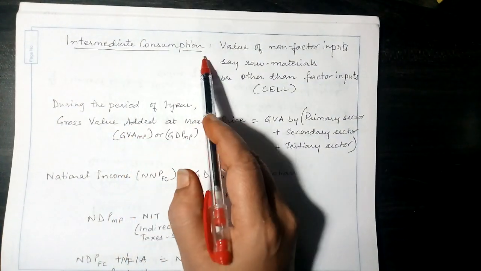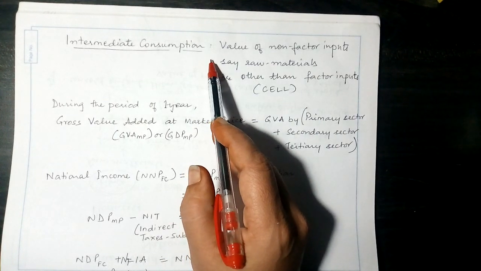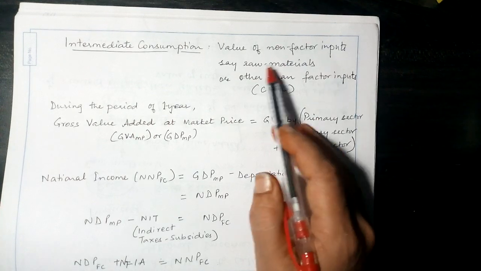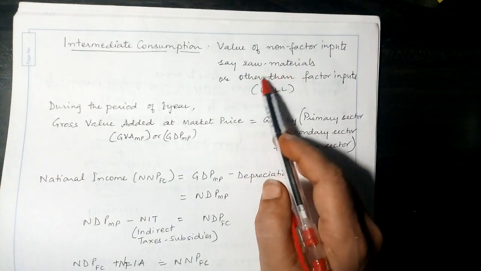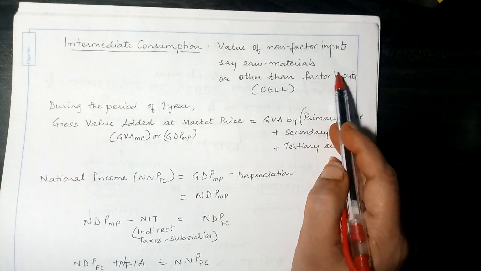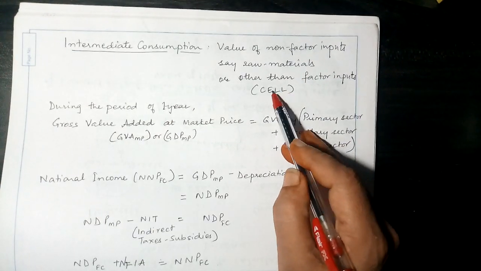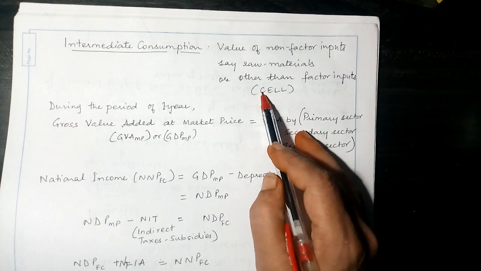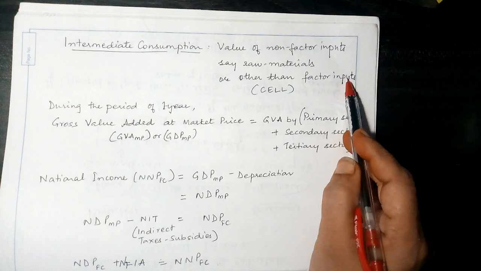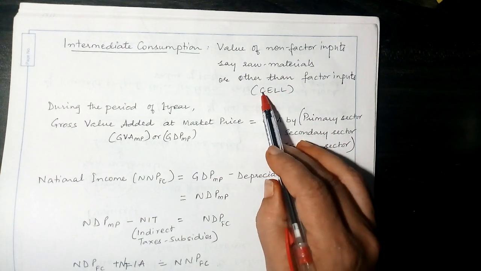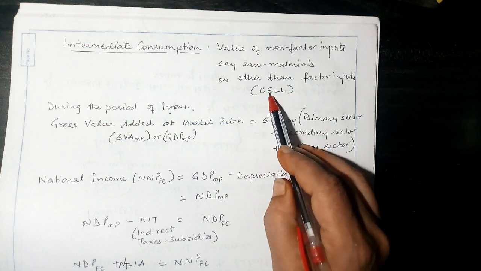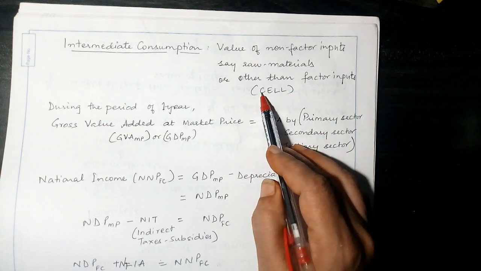Now the intermediate consumption. Intermediate consumption is the value of non-factor inputs. Let's say raw materials or any other than the factor inputs. What are the factor inputs? Land, labor, entrepreneurship and capital. These four are called factor inputs. So you can remember them very easily as CELL and read it in the reverse. Land, labor, entrepreneur and capital.